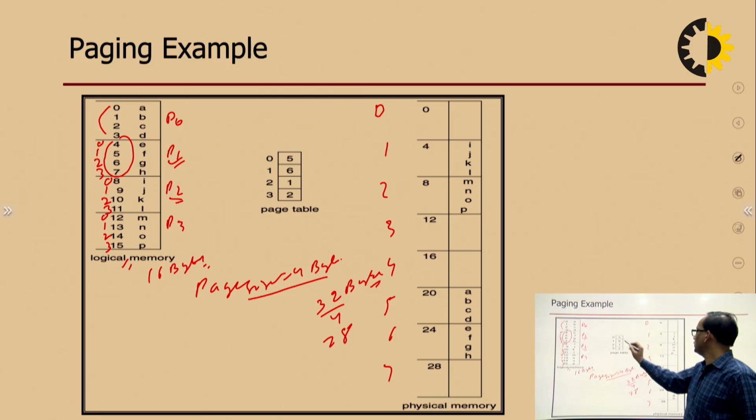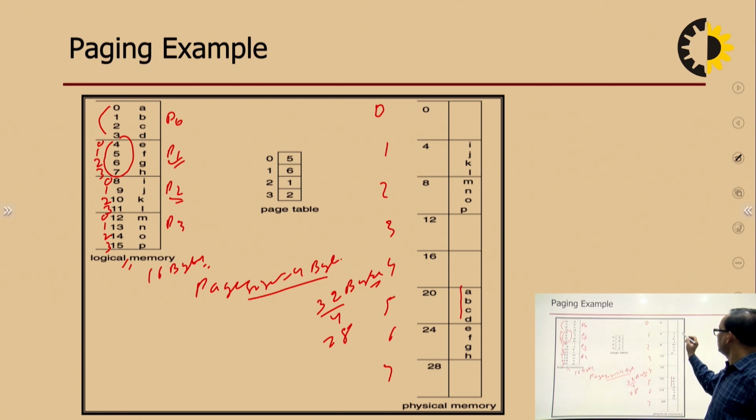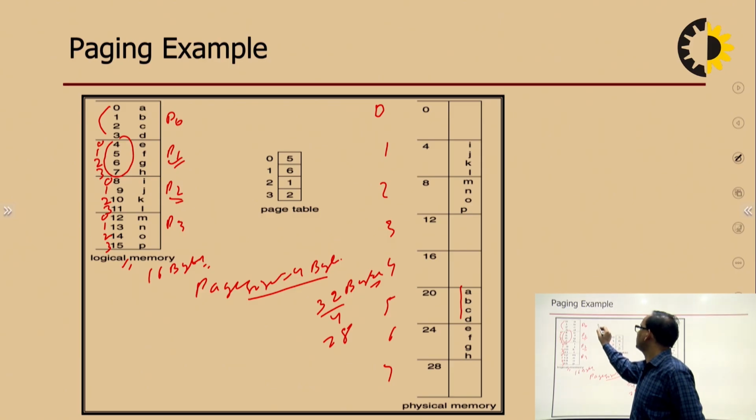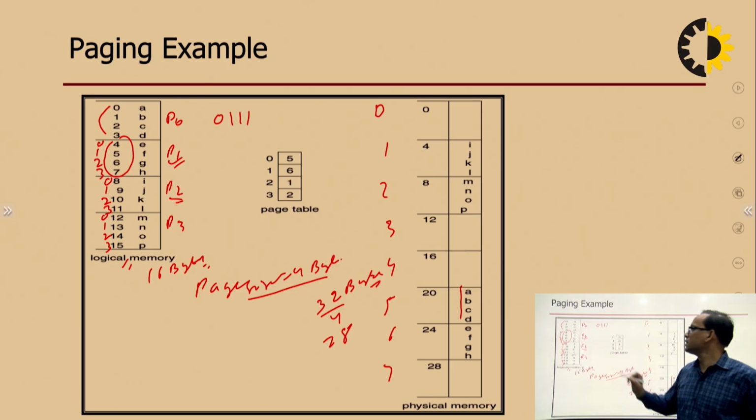Now we load these pages into frames. Page number 0 is loaded into frame number 5 here. Page number 1 is loaded into frame 6. Page number 2 is loaded into frame number 1, and page number 3 is loaded into frame number 2. So, for example, now we are going to find the physical address corresponding to a logical address. Suppose the CPU generated the logical address 0111. This is our logical address.